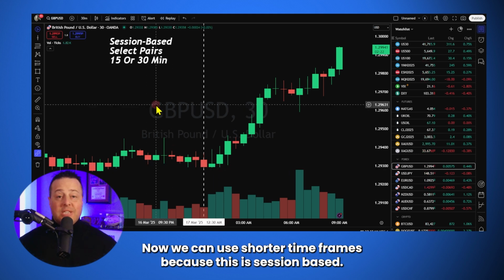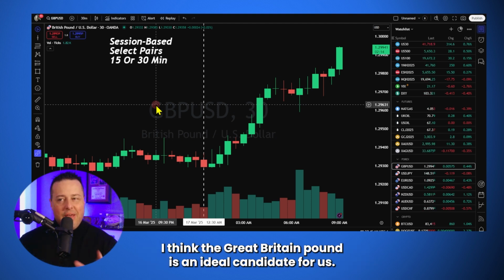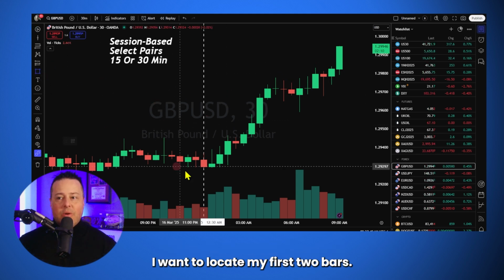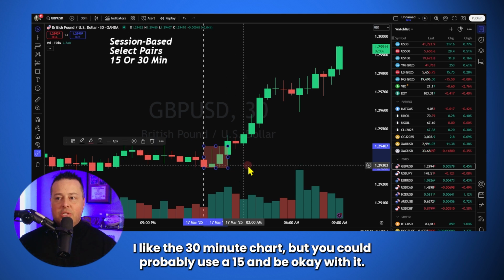Now, we can use shorter time frames because this is session-based. We're not really looking at that weekly open. I'm looking at a 15 or a 30-minute chart, and if I'm going to trade the London Open, I think the Great Britain pound is an ideal candidate for us. So what do I want to do? I want to locate my first 2 bars. I'm using a 30-minute chart. I like the 30-minute chart, but you could probably use a 15 and be okay with it.